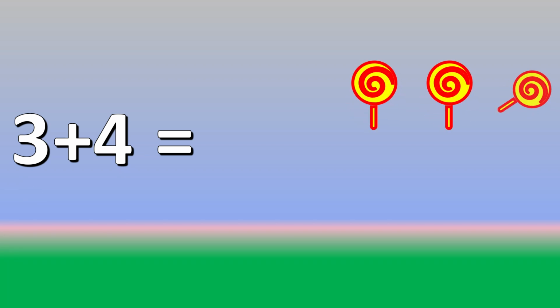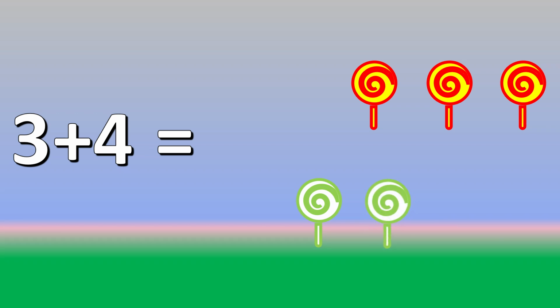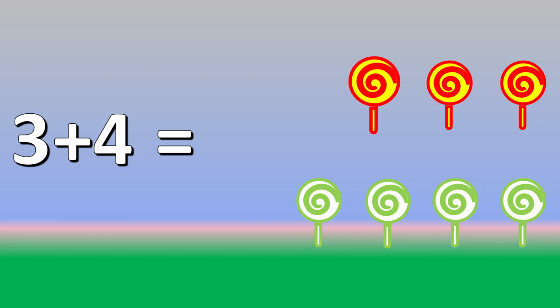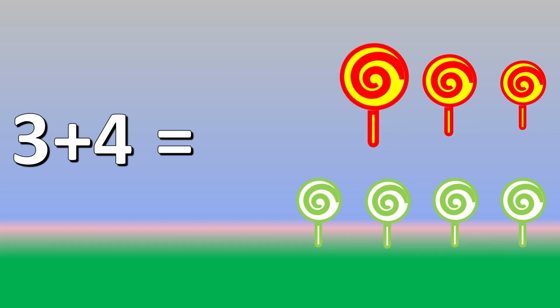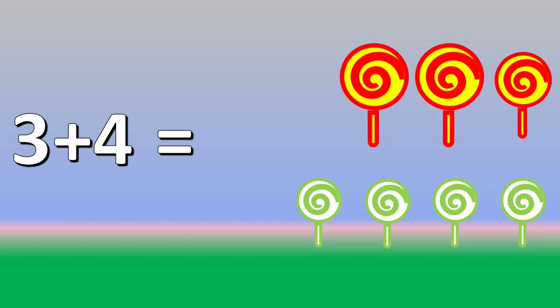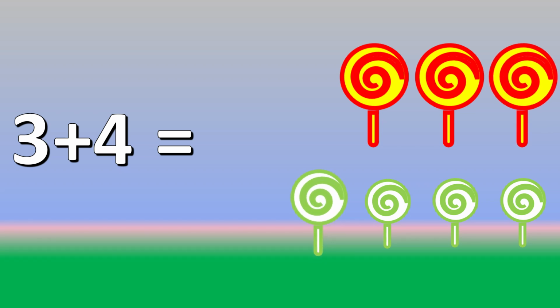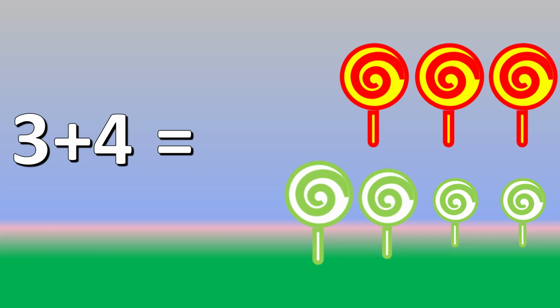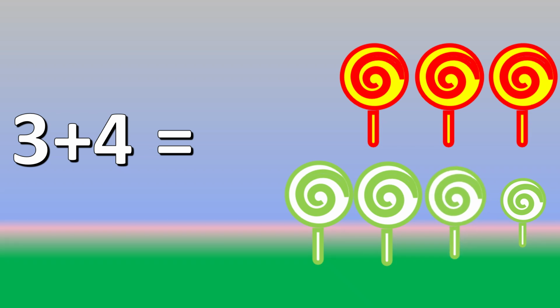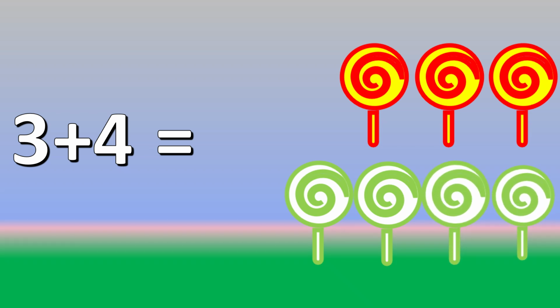3 plus 4 equals to... 1, 2, 3 plus 4. 1, 2, 3, 4. Let's count. 1, 2, 3, 4, 5, 6, 7.